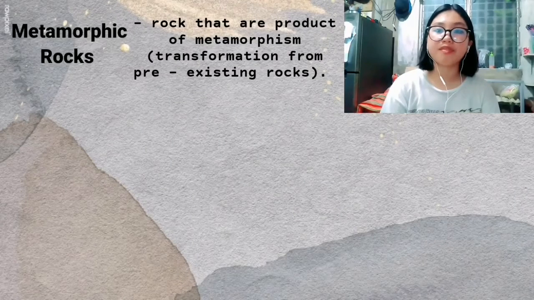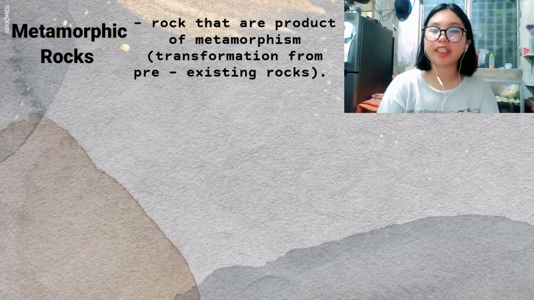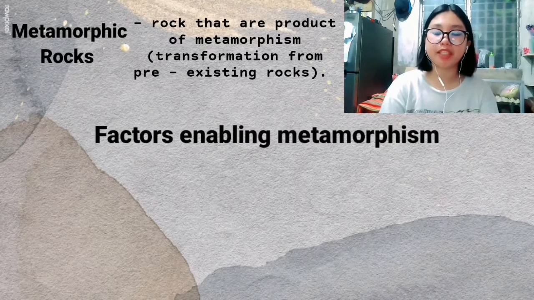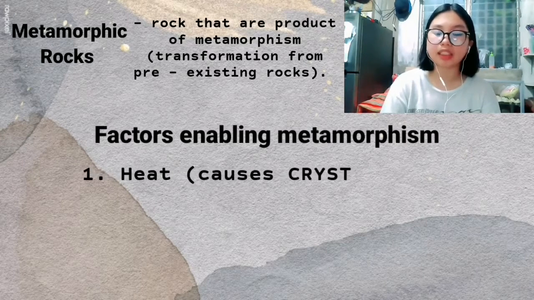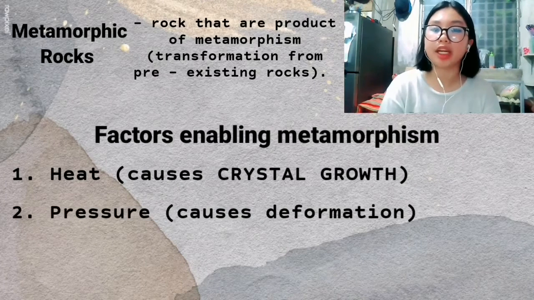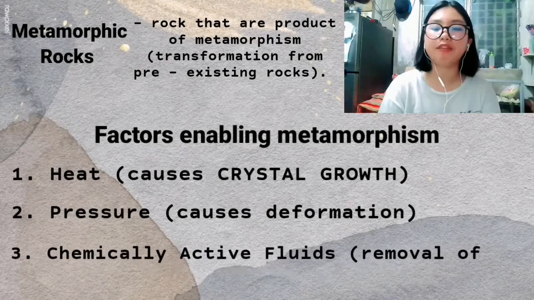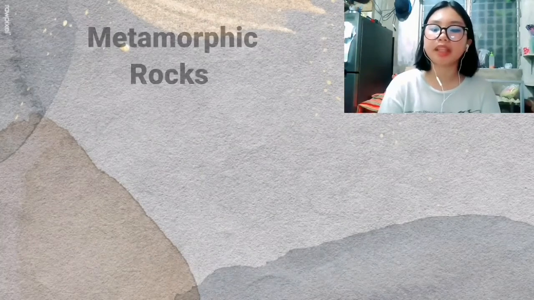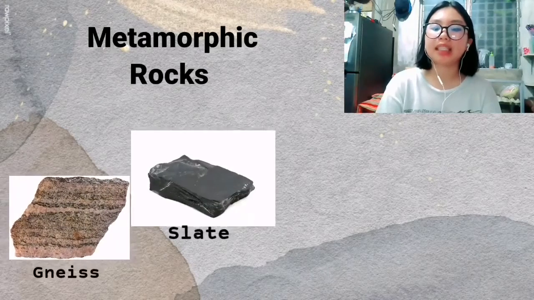Lastly is metamorphic rocks, or rocks that are a product of metamorphism, or transformation from pre-existing rocks. Factors enabling metamorphism: first is heat. It causes crystal growth. Second is pressure. It causes deformation. And third is chemically active fluids, or removal of certain mineral components. Examples of metamorphic rocks are gneiss, slate, phyllite, and schist.